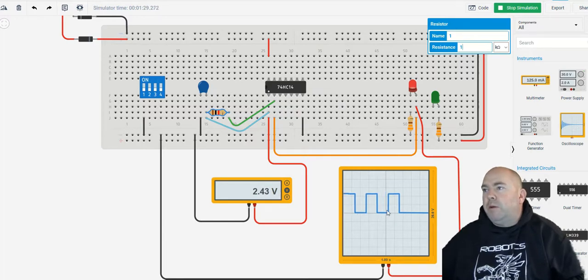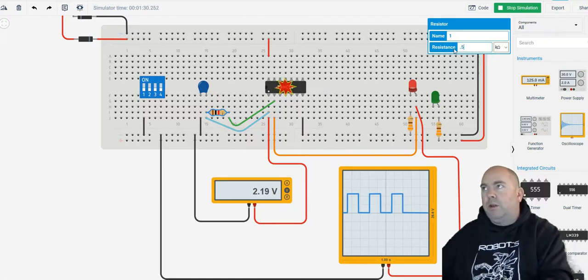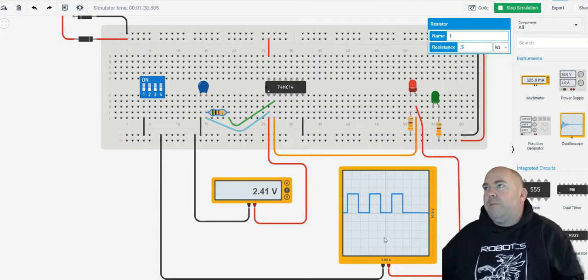Now I'm getting about, before it was about a quarter second on, quarter second off. Now it's about an eighth of a second on, eighth of a second off. I can do that again if I put this at 0.5 kilo ohms. See again, I'll cut that in half again.